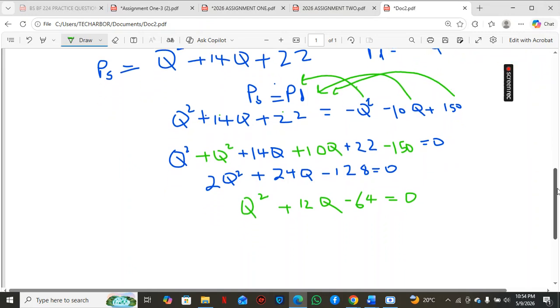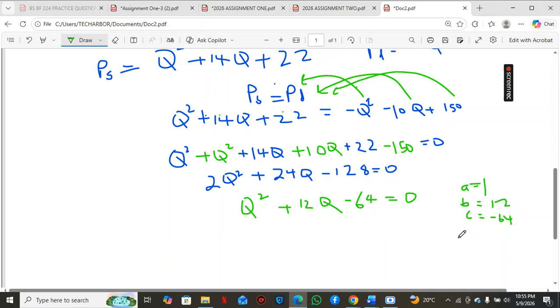So now, solve this quadratic equation. Remember, you get your A, your B, and your C. A is the coefficient of q squared. The number in front of q squared is 1. B is the coefficient of q, so the number in front of q, 12. C is the number without a letter, without a q, which is negative 64.